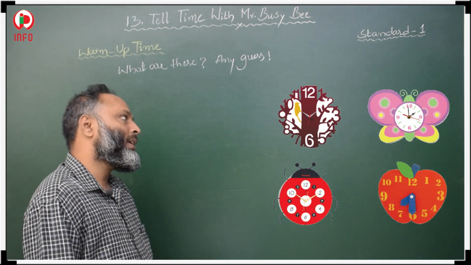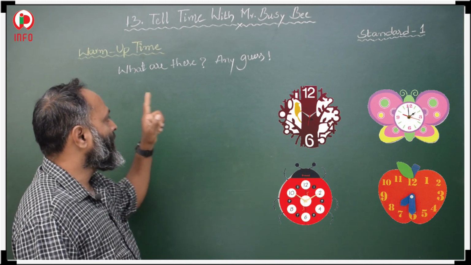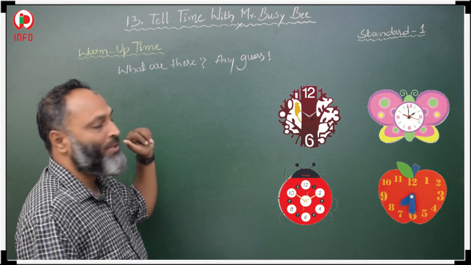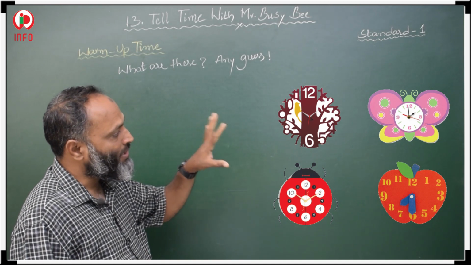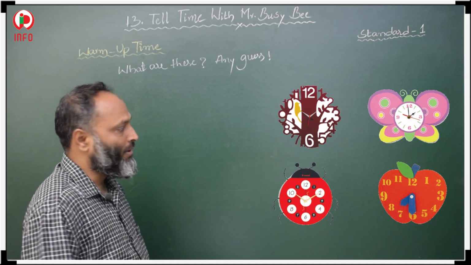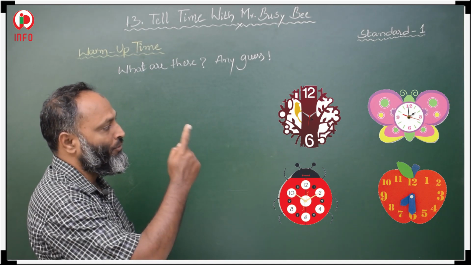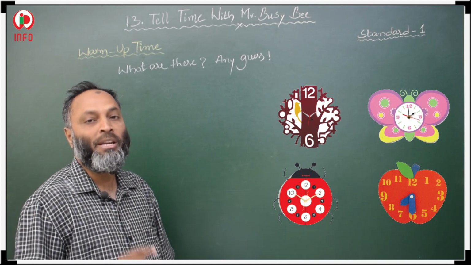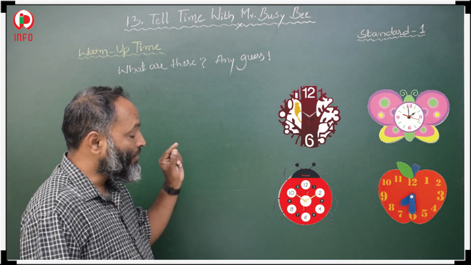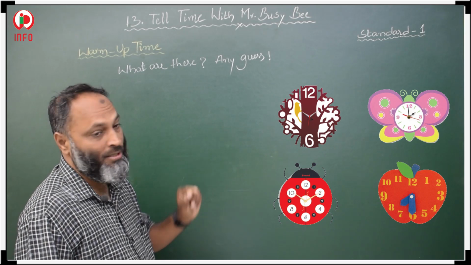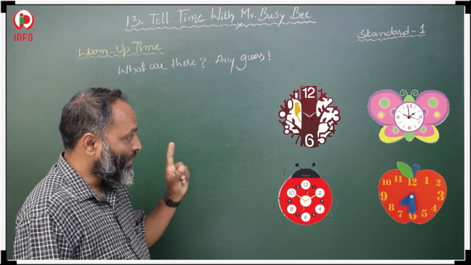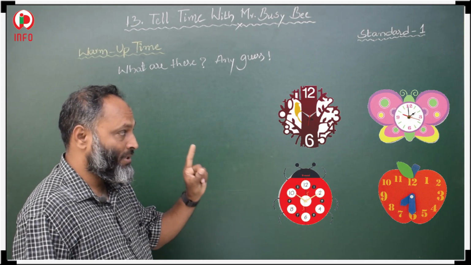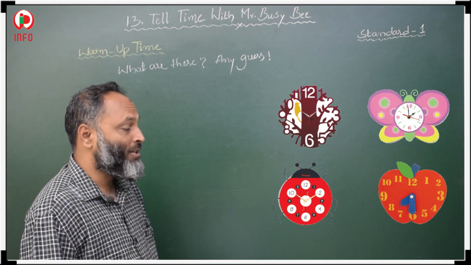See here, students. What are these? Any guess in warm up time? Some figures are given. Four figures, four pictures are given: 1, 2, 3, 4. First, you should see these four pictures. So, what is the first picture, and what is the second picture, and the third, and the fourth?